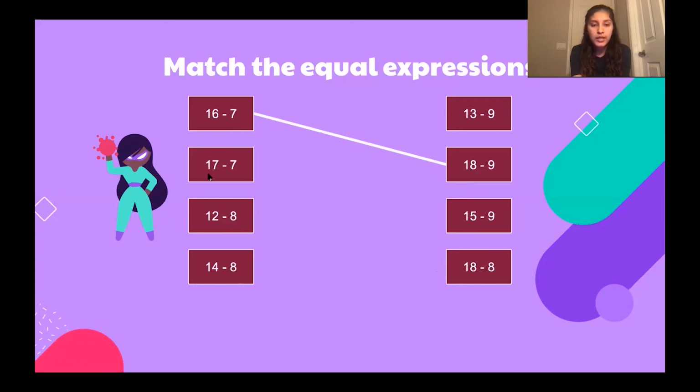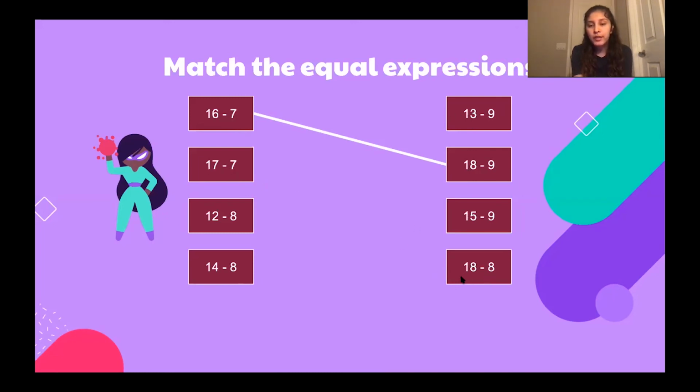Now let's see 17 minus 7. I know that 17 minus 7 is 10, because if you decompose the 17, you can decompose it into 7 and 10. The 7 and 10 would be the number bonds. So we have to find one that equals 10.